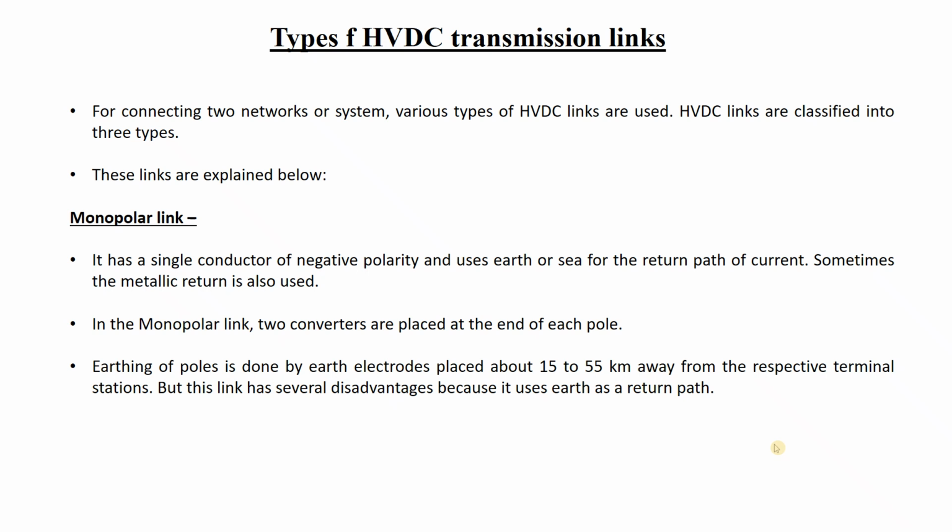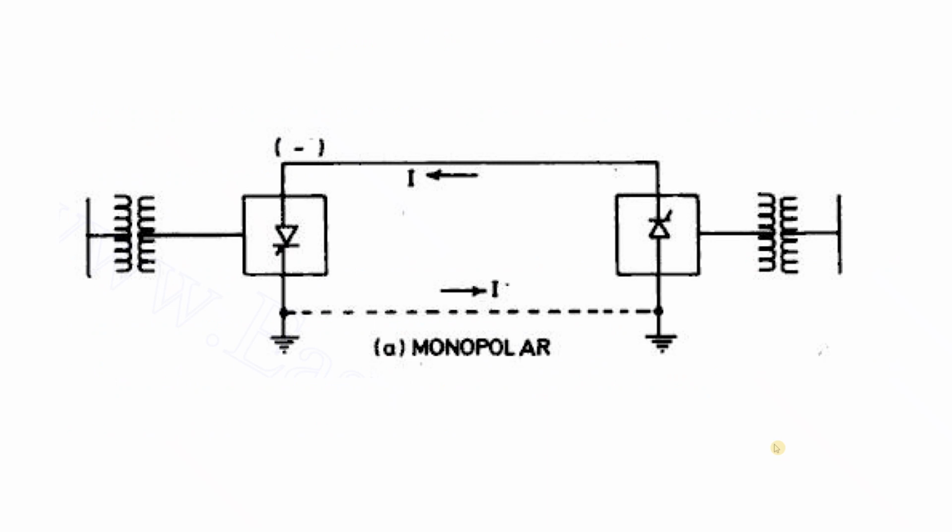It has several disadvantages, because it uses earth as a return path. Using earth as a return path has the advantage that it uses fewer conductors and the power loss is reduced, but it also has many disadvantages. So monopolar links are not much in use nowadays. Using earth as a return path for high voltages can be very risky. So this is the diagram for the monopolar link.